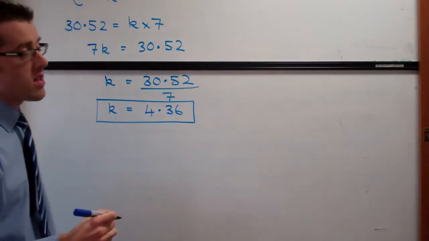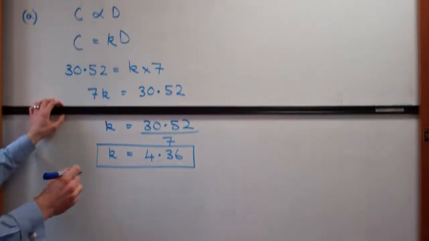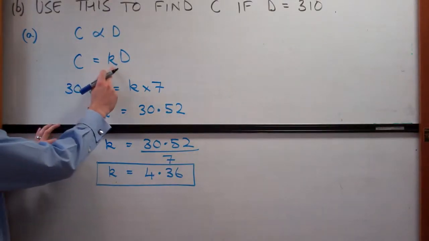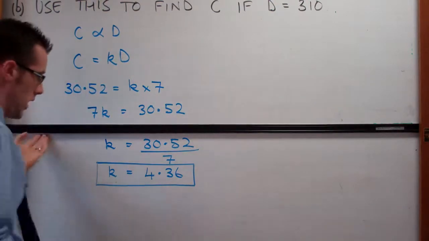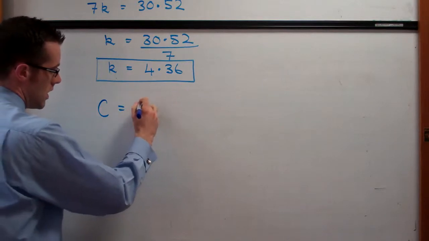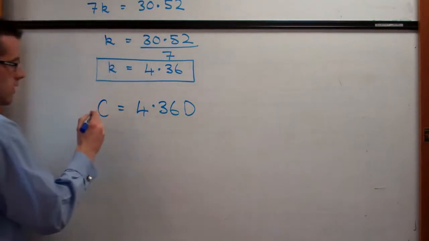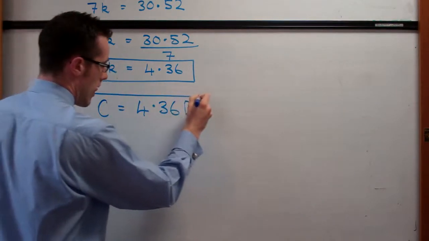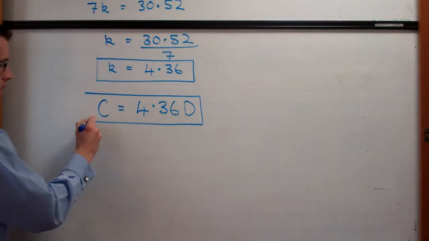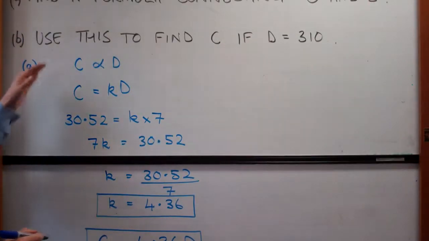Well, we were asked to find a formula connecting C and D, right? And we had C equals K times D. We've found the value of K now, so that means that our formula is going to be C equals 4.36 D. Excellent. Okay, so this is a solution to the first part.